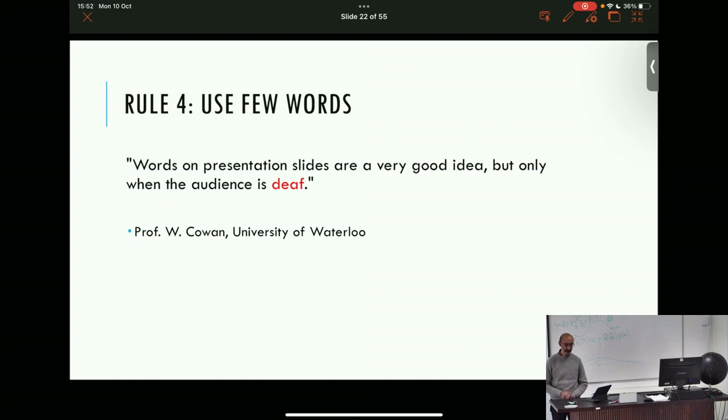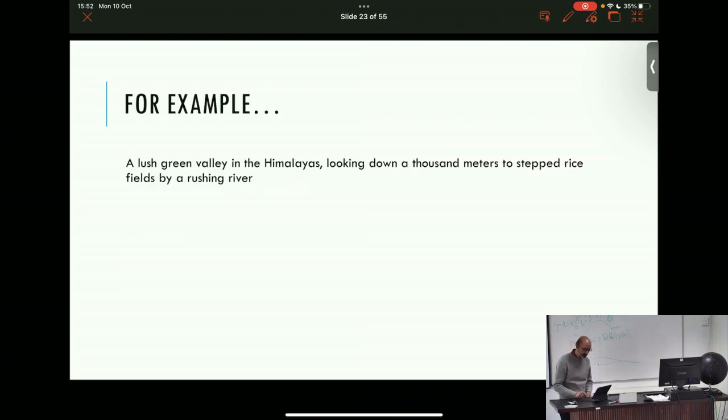Use a few words. My former colleague, Bill Cohen, said, words are very good, but only when the audience is deaf. Right? Because you're talking. Why do you need to put everything? So this, by the way, is not true in electrical engineering. I discovered this quite to my surprise, that my colleagues in electrical engineering were telling the students to write all the text on the slides when they prepared it. And then they would just read out word for word what's in the slide, go to the next slide, read it all out. The audience is basically deaf. What's the point? Right?